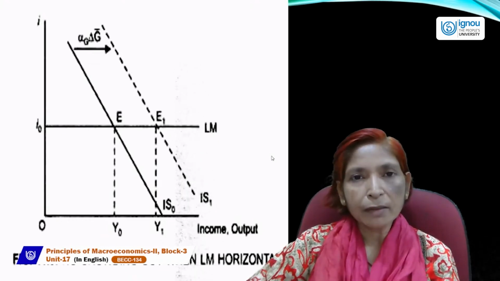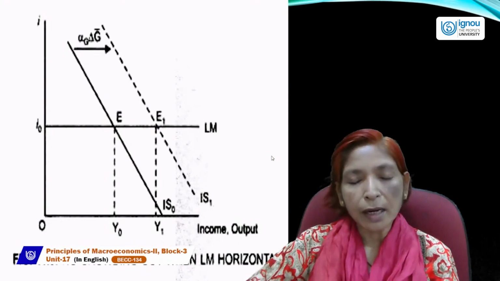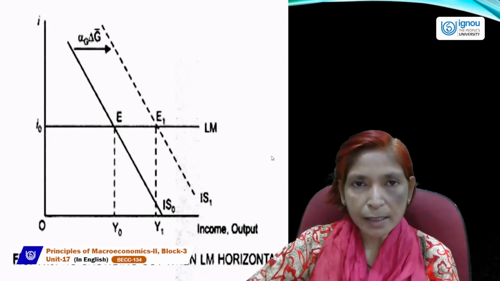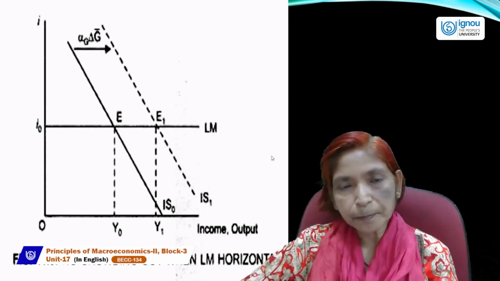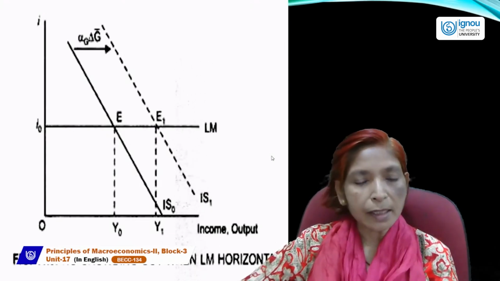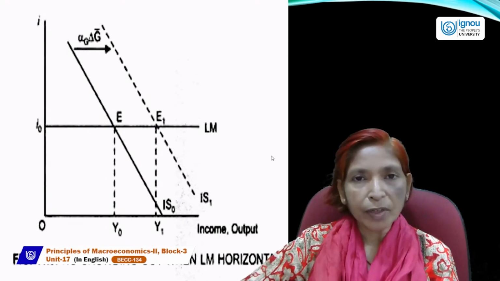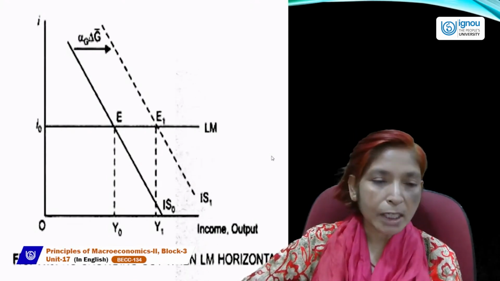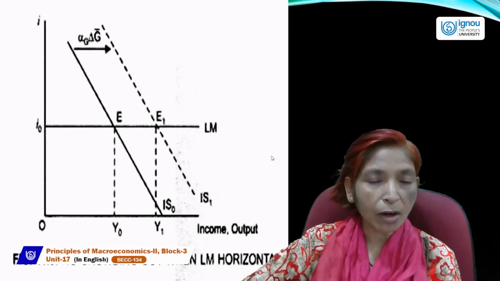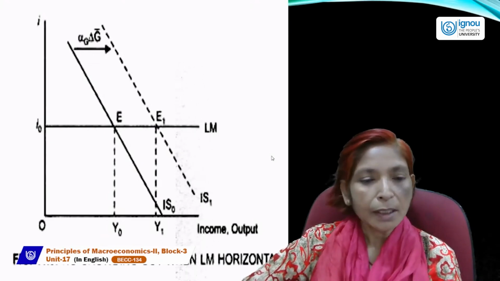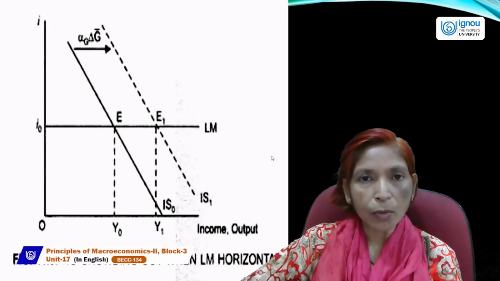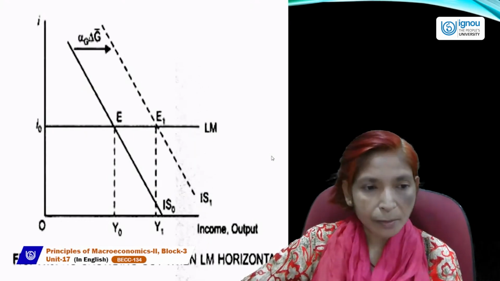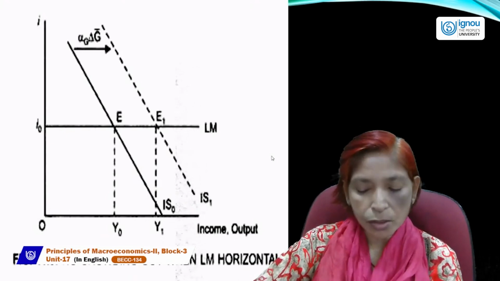If government is following expansionary fiscal policy, then the IS curve will shift to the right hand side. When IS1 intersects the LM curve, we get the new equilibrium point E1. But here the rate of interest will not increase because the LM curve is horizontal. Only the income level will increase. It means there is no crowding out situation. So no crowding out will exist if the LM curve is horizontal.